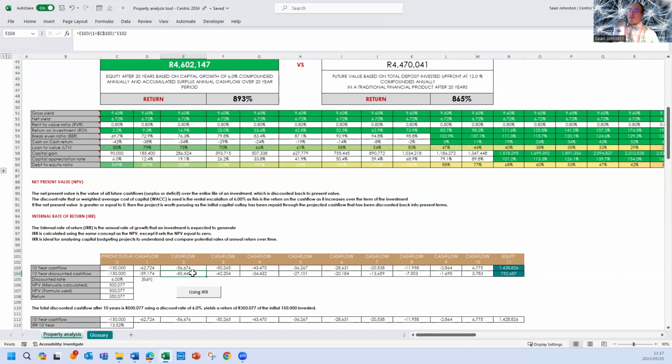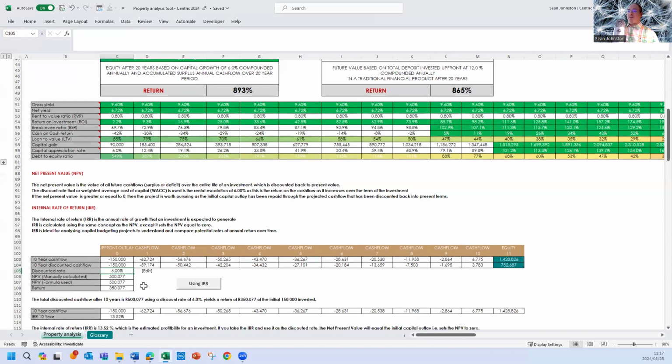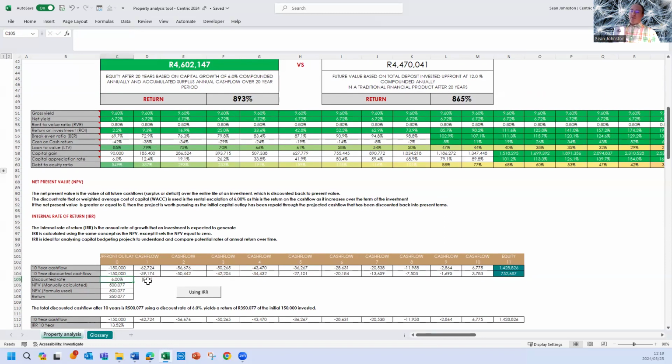56,776 adjusted by 6% back to present terms is 50,459 in year one, year two, year three, year four, and this is obviously year 10. This discount rate, you can choose whatever amount you want. It's actually known as the weighted average cost of capital. You've got to factor other things into your cash flow analysis. I'm just working on 6% for now.